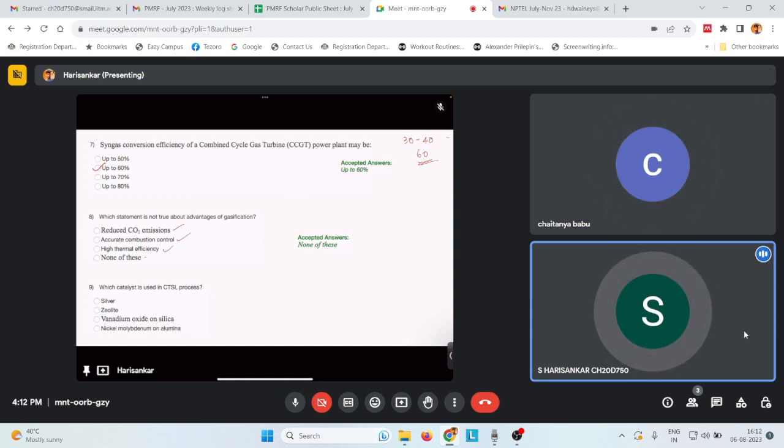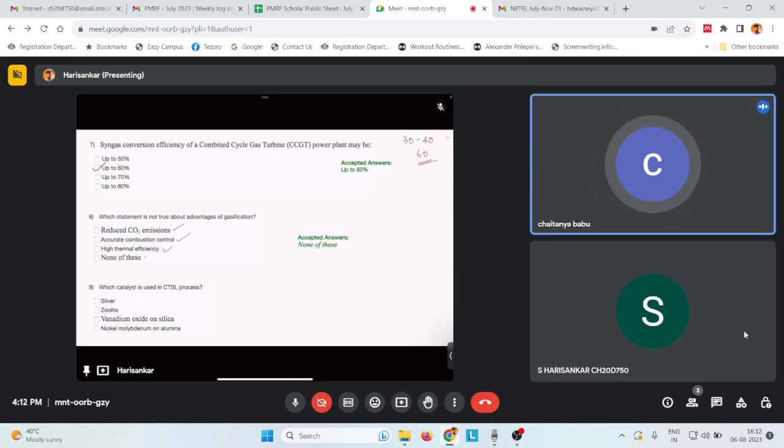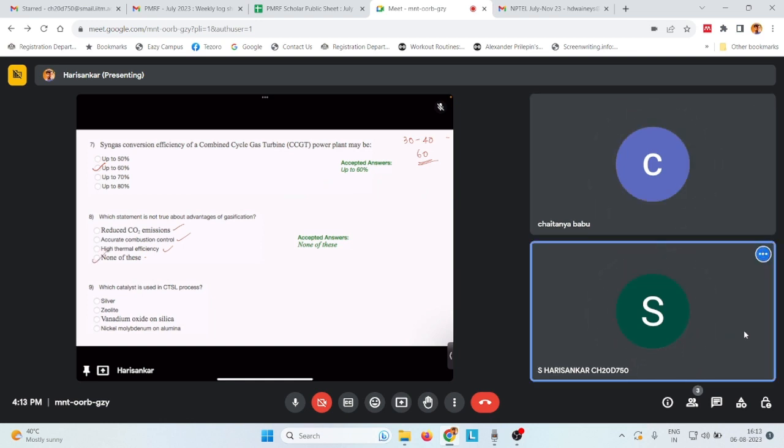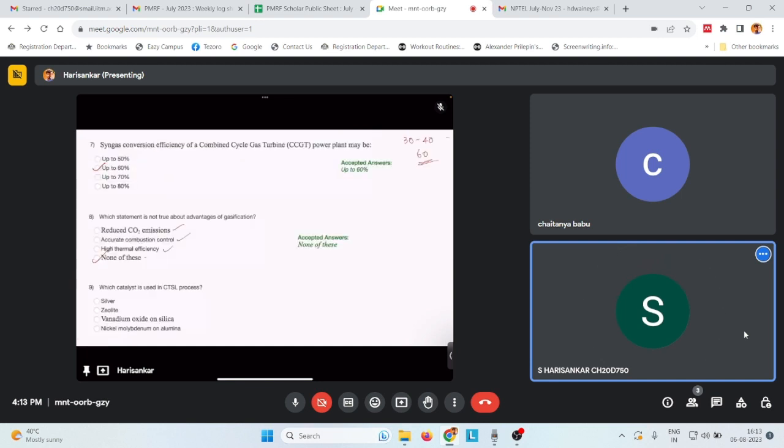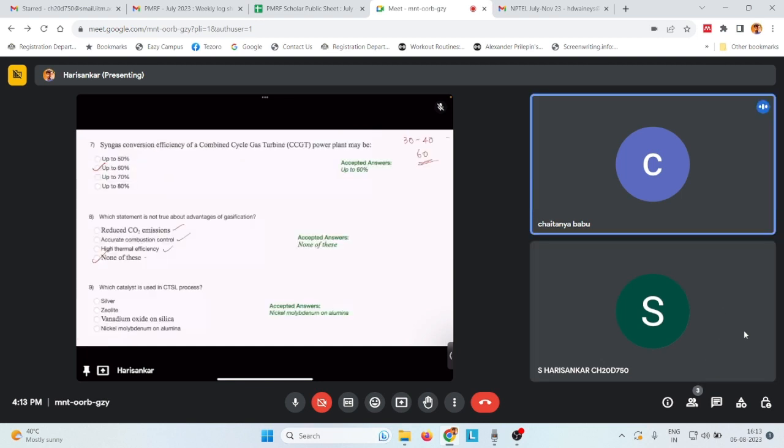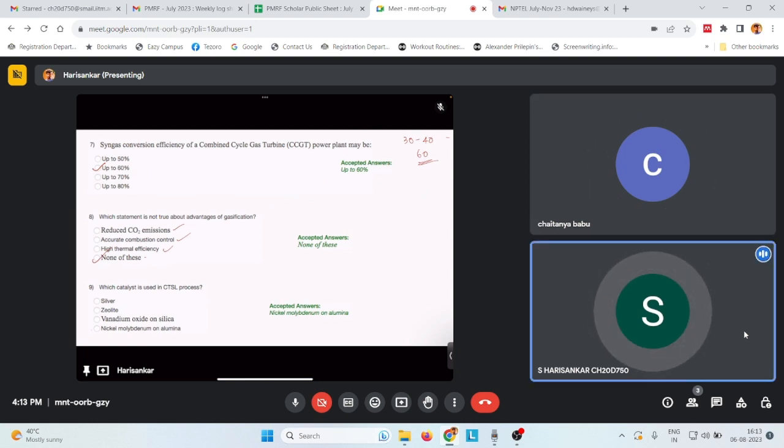Which catalyst is used in the CTSL process? Yes, exactly. Nickel molybdenum on alumina is the catalyst used for the CTSL process.